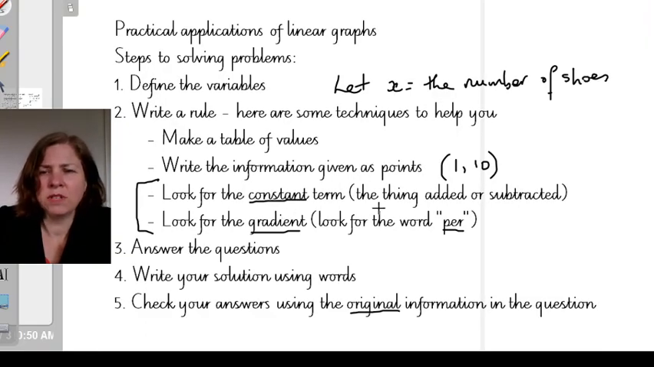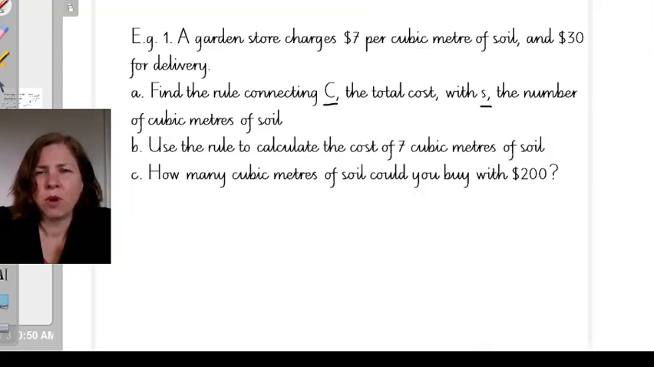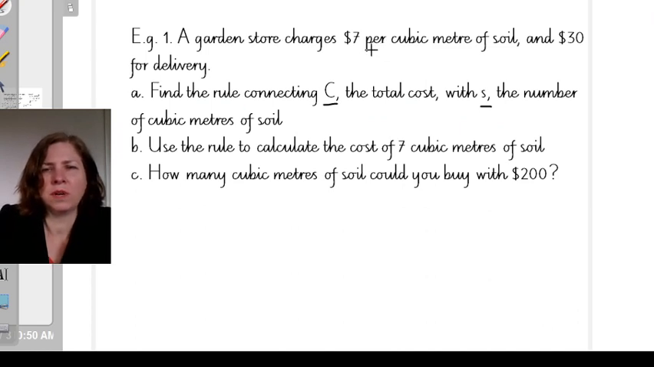The constant term is the thing added or subtracted. It's the thing that doesn't change. And the gradient, I look for the word per. So let's look for the word per in the question. And there it is. $7 per cubic meter of soil. And see, it's per something. And this something is going to be multiplied by the gradient.